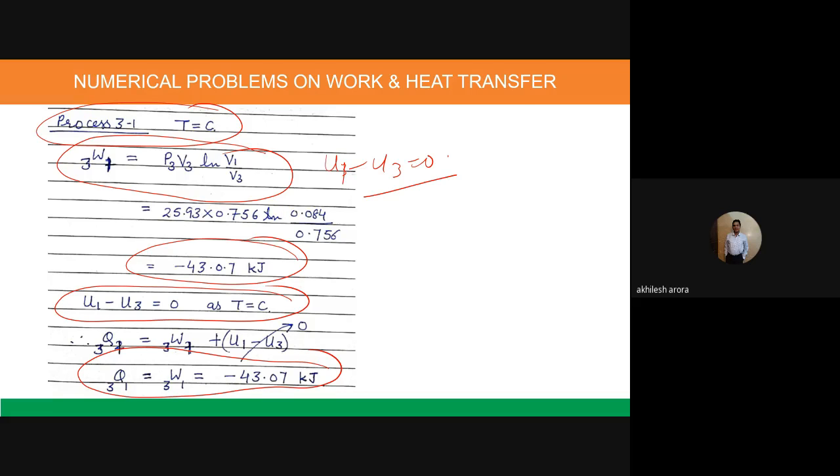Okay, this is what I wanted to explain to you, but my advice to you is that you solve this numerical problem yourself and it will raise your confidence level.